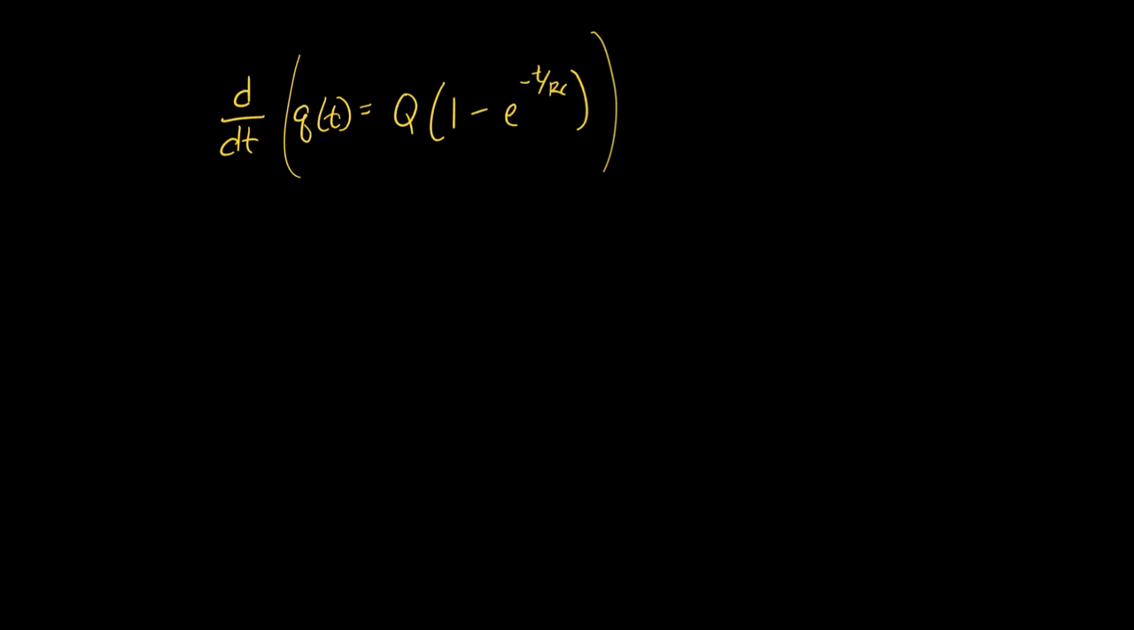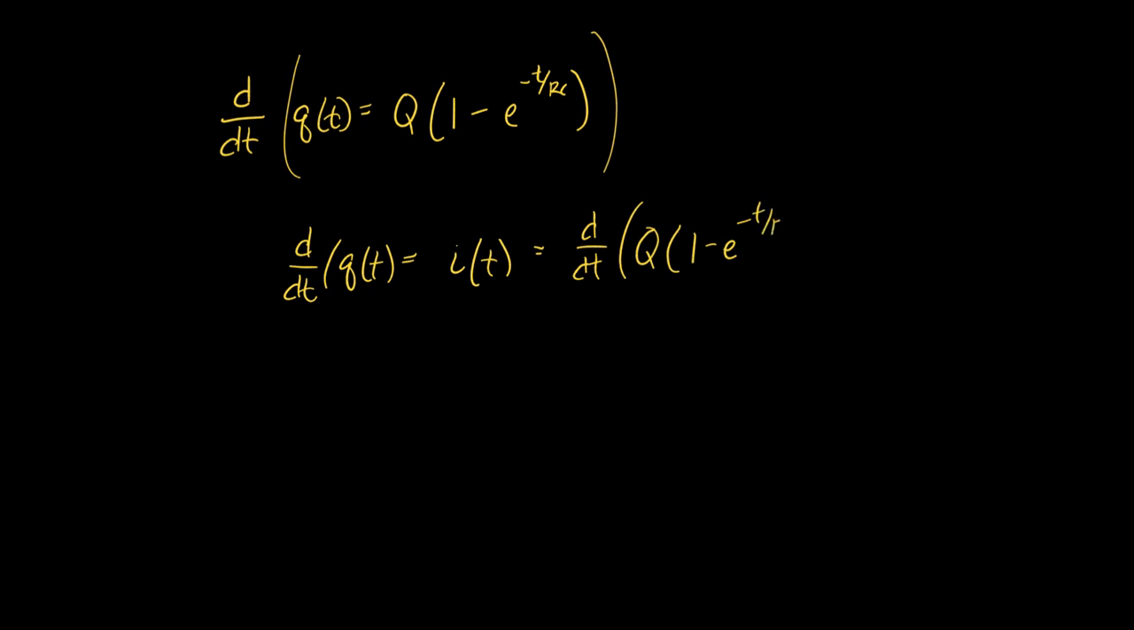You can take the derivative of both sides, but I want to point out that d/dt of a function for Q gives you the current as a function of time. That's what it's going to produce. The other side of this, of course, is to take d/dt of Q times (1 minus e to the negative t over RC).